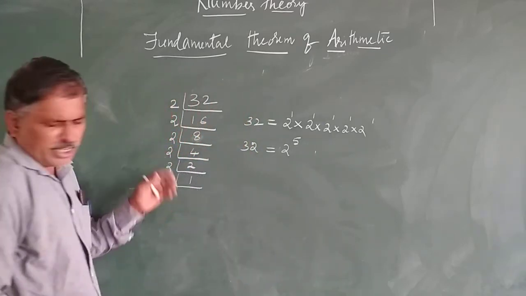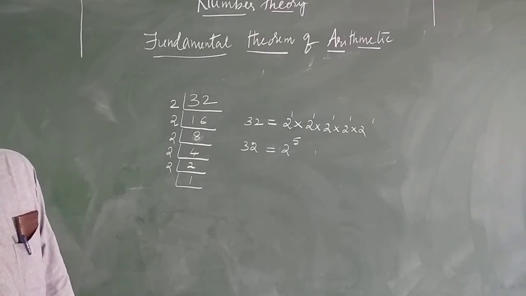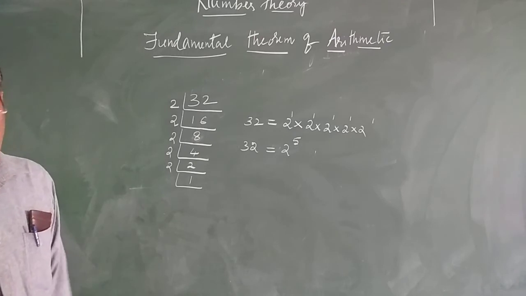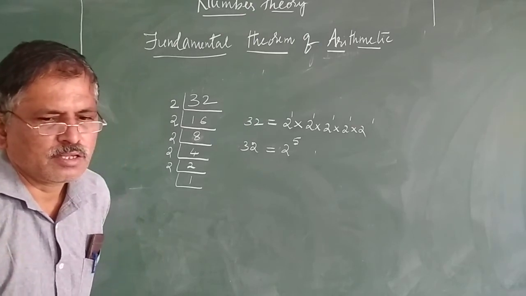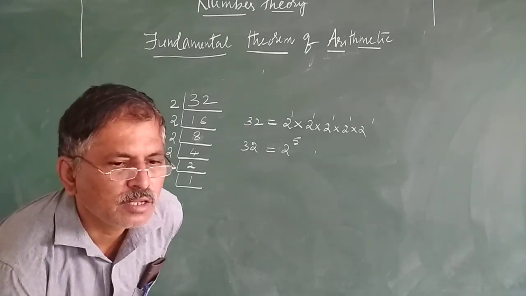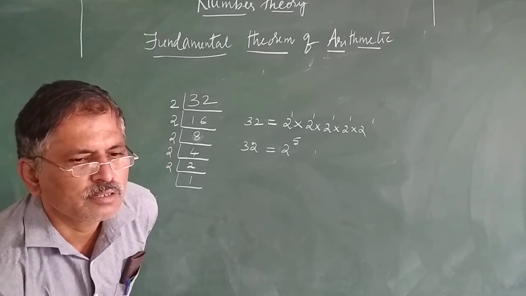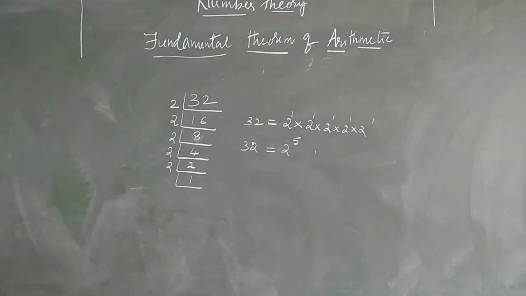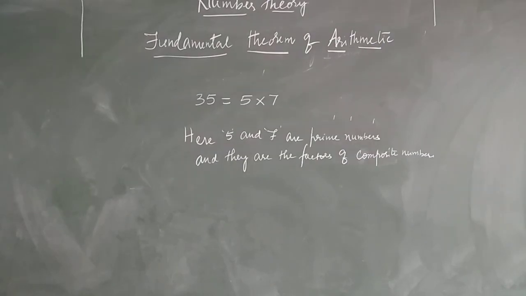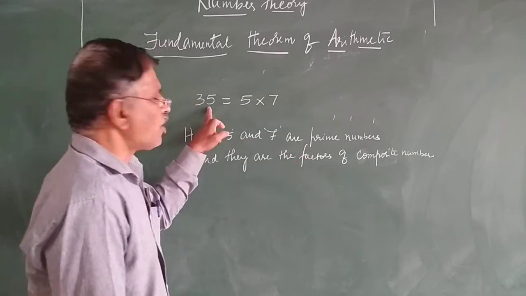Take down one example. You take down this example and write this one. Here 5 and 7 are the prime numbers and they are the factors of the composite number.